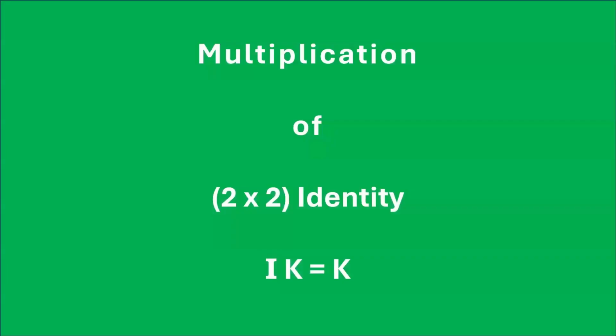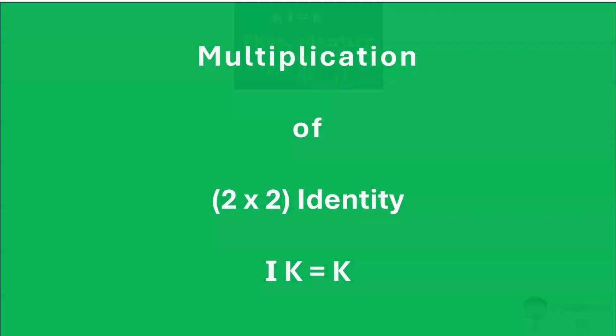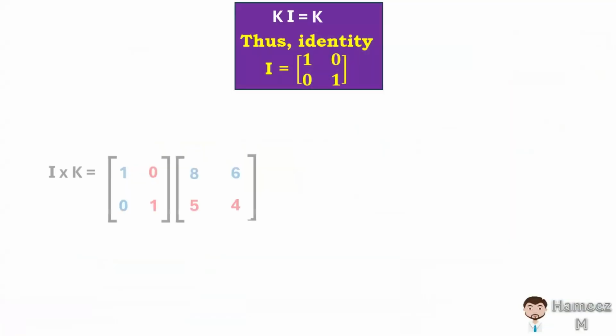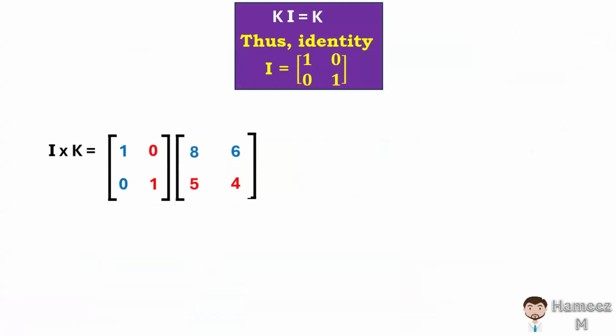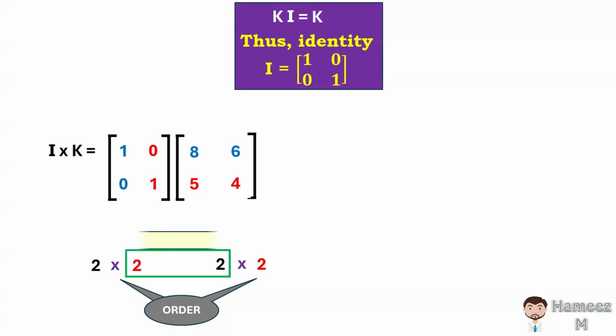What happens if we switch this around now? If we switch it around, we already know ki is equal to k. What happens if we have I times k? Now we know in terms of order, it's still a 2 by 2 for k, and it's a 2 by 2 for the identity, and the 2's on the inside match, and if they match, it means that the multiplication will work out, and the answer will be what is on the outside in yellow, a 2 by 2. So let's work this out and see what we get.